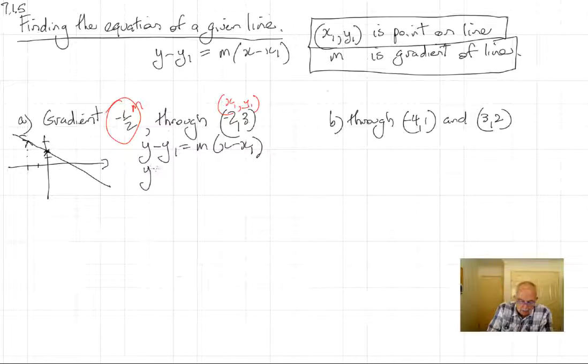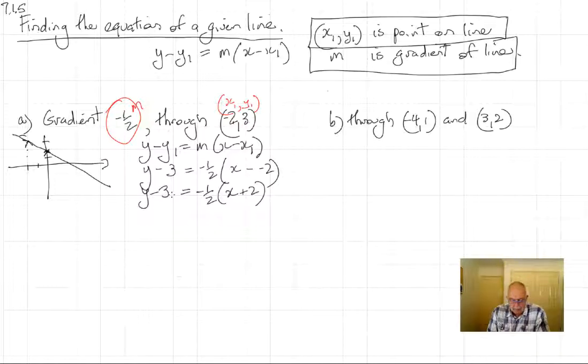So y minus, now the y1 value, y1 is equal to 3, equals m. We've identified that m is -1/2 outside of x minus, now x1, very careful, it's x minus x1. Now x1 is -2. Okay, it's probably best to simplify. If you subtract and then subtract again, you're actually adding. So y minus 3 equals -1/2 outside of x plus 2.